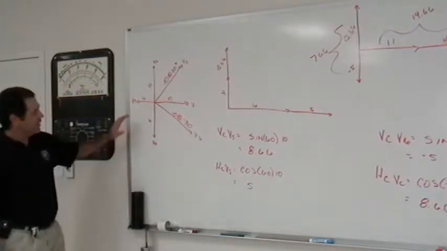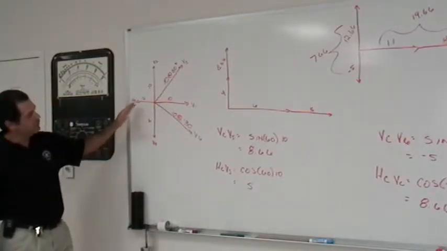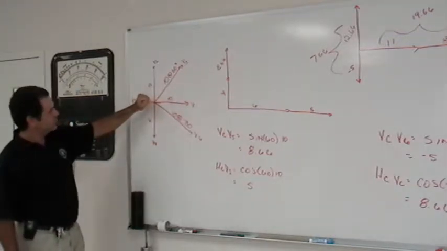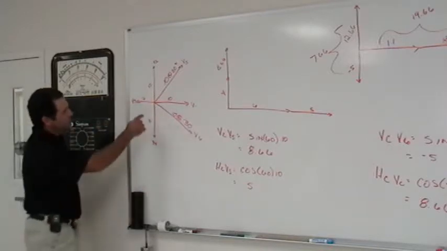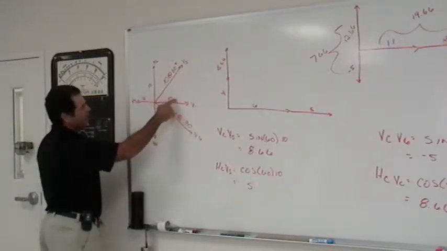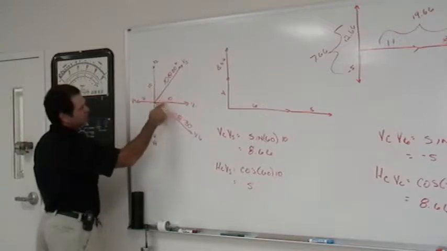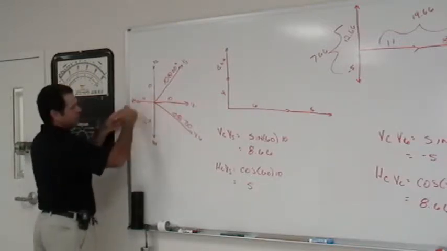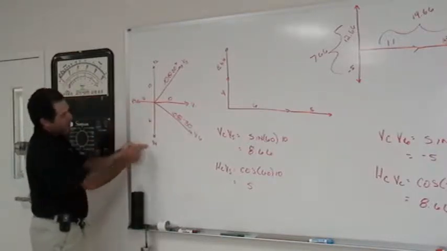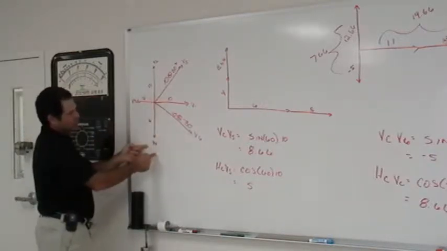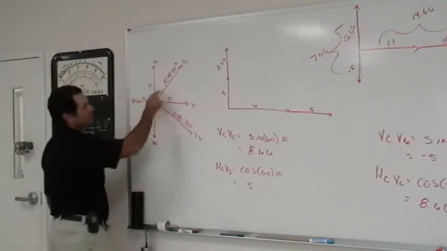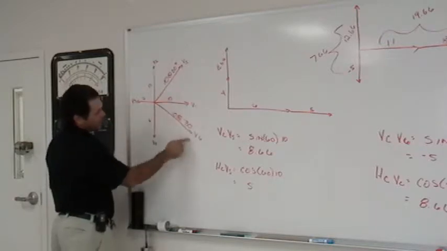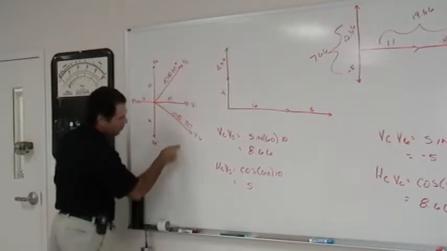For problem number 18, instead of having the vectors broken out separately, I combined the vectors and put them in the same origin. It's still vector 1 at 10. Vector 2 is 90 degrees from it at 10. Vector 3 is 180 from it at 4. Vector 4 is going in a downward direction at 6. Vector 5 is 10 at 60 degrees. And vector 6 is 10 at a negative 30 degrees.